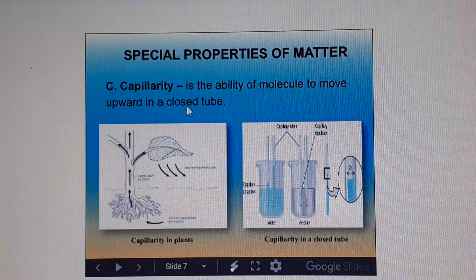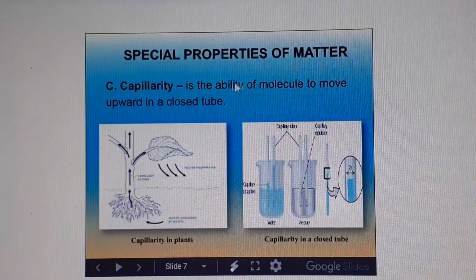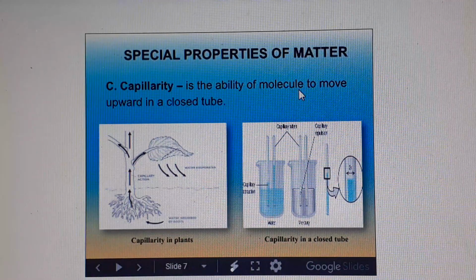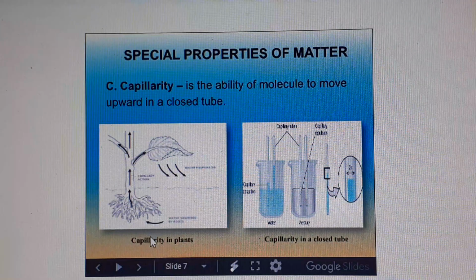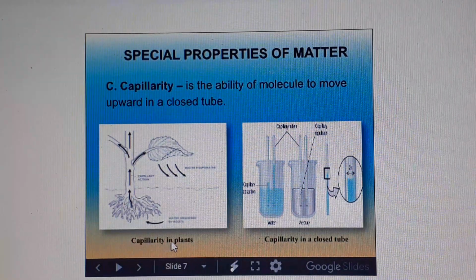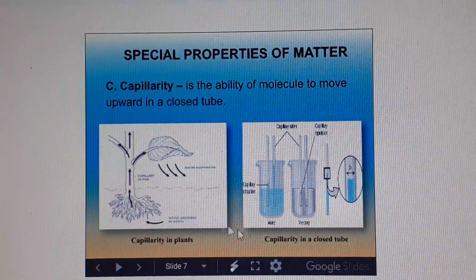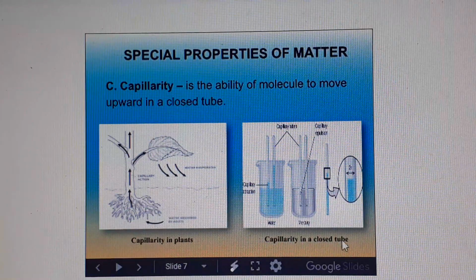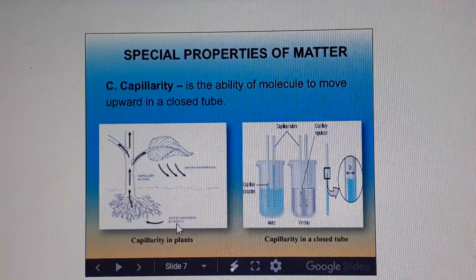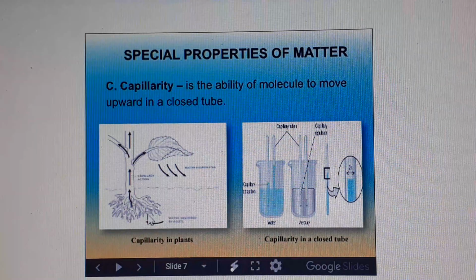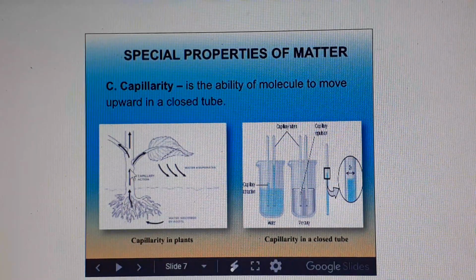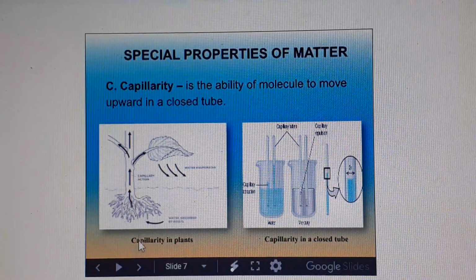Next, capillarity is the ability of molecules to move upward in a closed tube. Like here, capillarity in plants, capillarity in a closed tube. This is when the water goes to the roots of the plant and goes to the other parts of it.